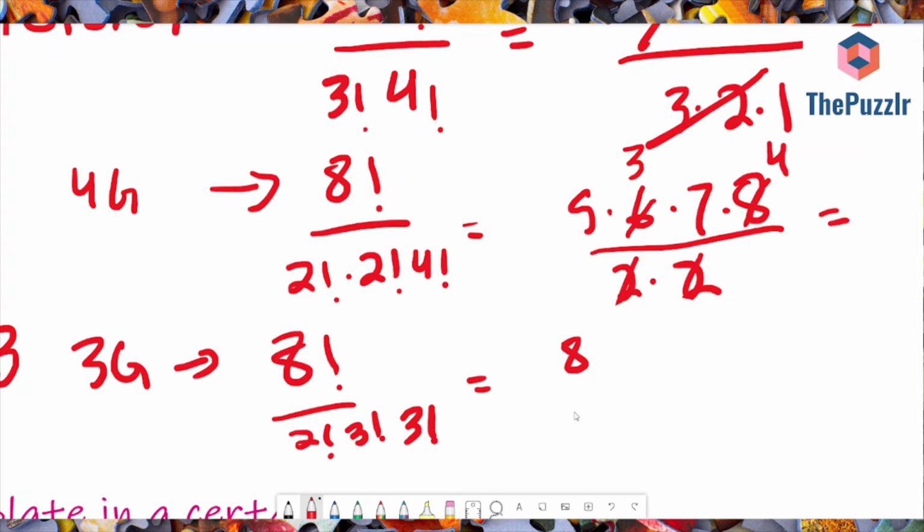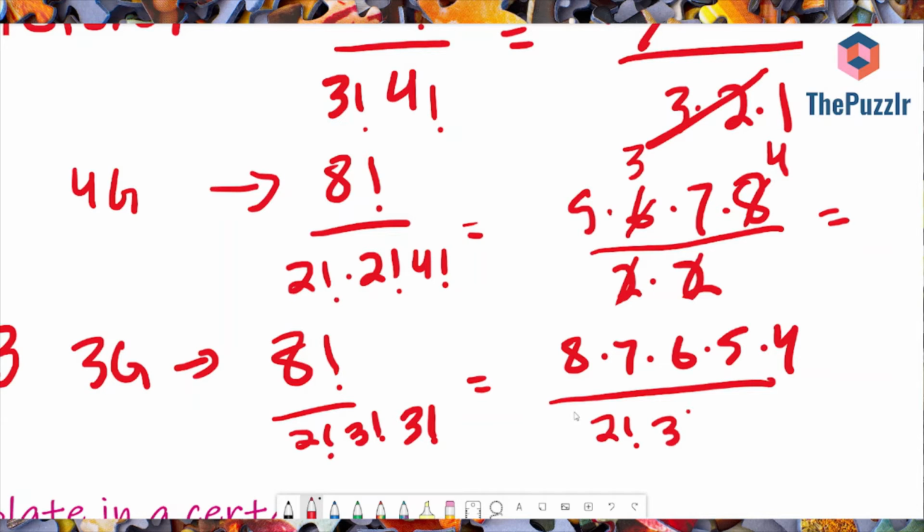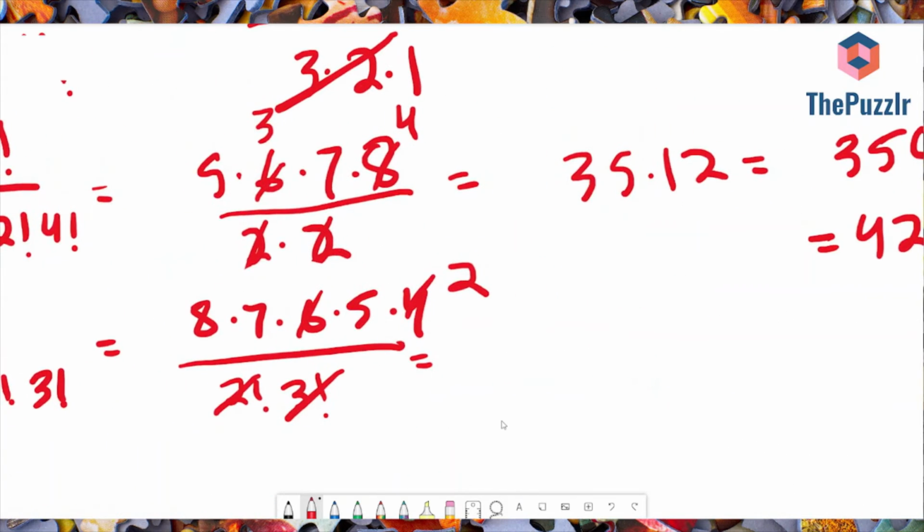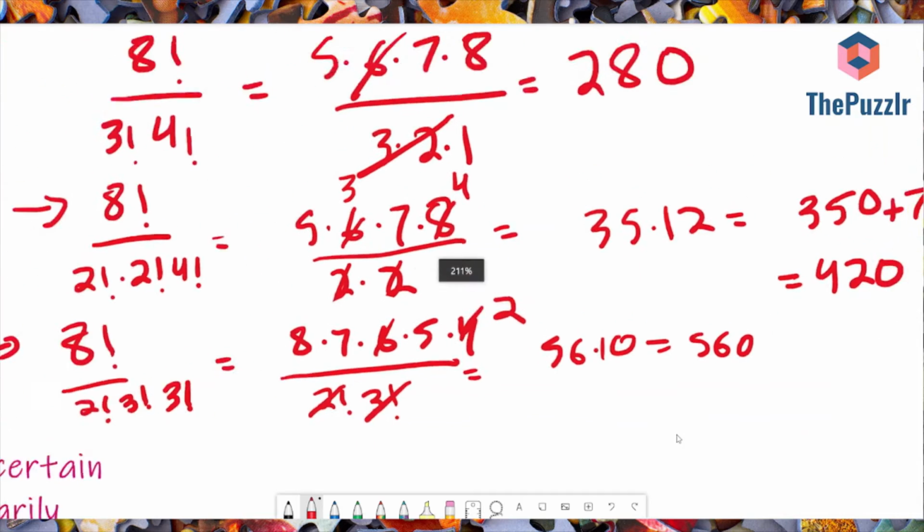This is 8 times 7 times 6 times 5 times 4 over 2 factorial, and then one of the 3 factorials also canceled out, so we're left with 3 factorial. So 3 factorial cancels out with the 6, 2 factorial cancels out with the 4, giving us a 2 here, and we're left with 56. So 56 times 10, or 560. That's it. Those are the only 3 cases we have.